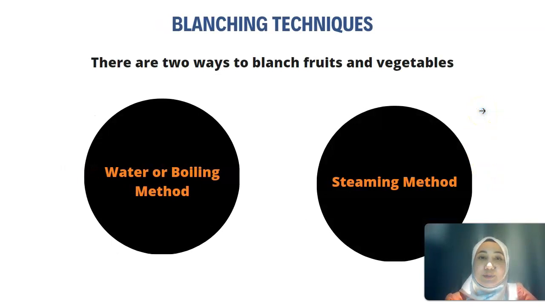Basically, there are two types of blanching techniques, especially for fruits and vegetables. Number one is the water or boiling method of blanching, and second is the steaming method. These two methods of blanching are commonly used at home and also in industry. So let's see the explanation for these two types of blanching techniques.